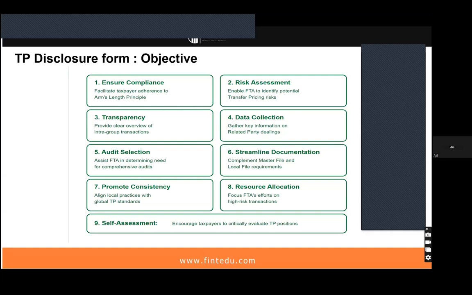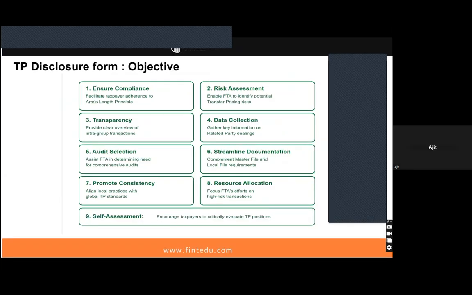FTA will see first the transactions, what kind of transactions are there, whether the taxpayer has done any self-adjustment. Interestingly, or I would say I was surprised, in the disclosure form there are no sections on shareholding or how the related party transactions are identified. Ideally, if you see other countries' disclosure forms, there's a separate section on it, but it is not there in this disclosure form.